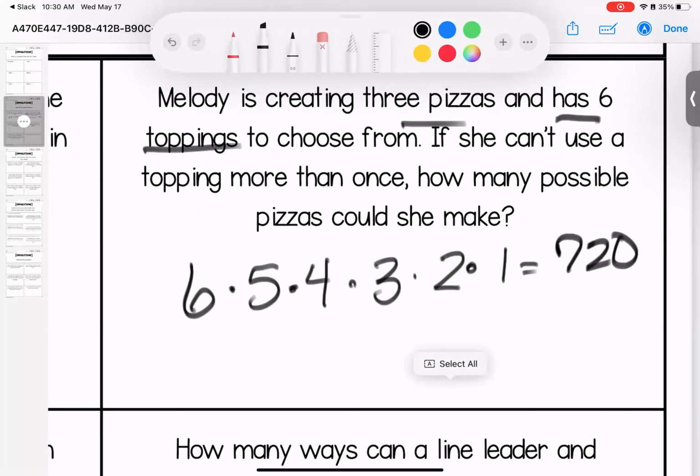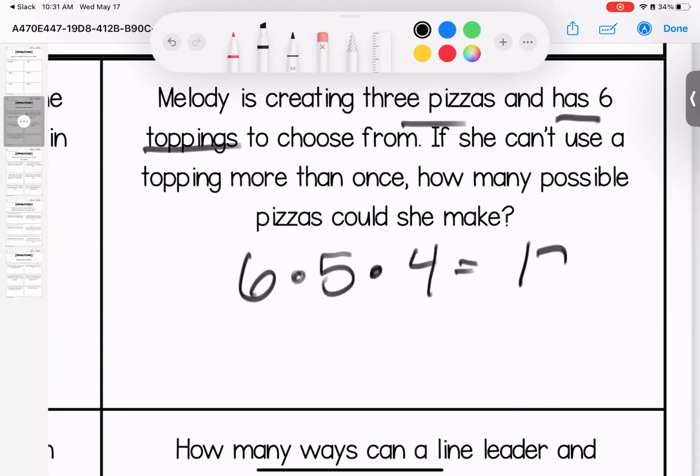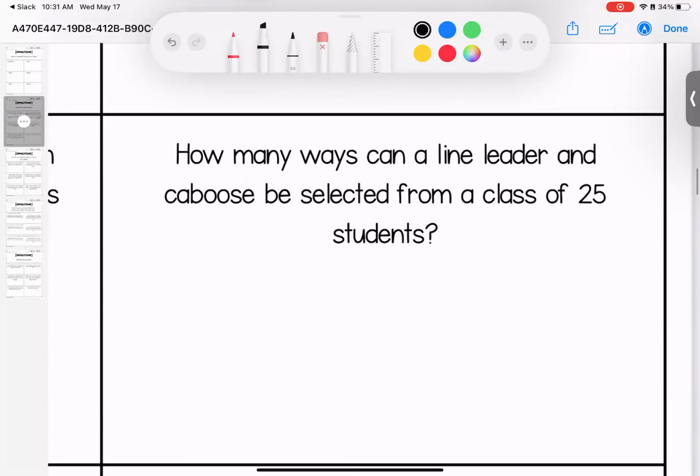Sorry, kiddos. I was just rethinking this one. Rewind. She's only making 3 pizzas. So we have 6 toppings to choose from the first time, 5 to choose from the second, 4 to choose from the last. So 120 options altogether. Sorry, brain freeze. Okay, back to the caboose question.